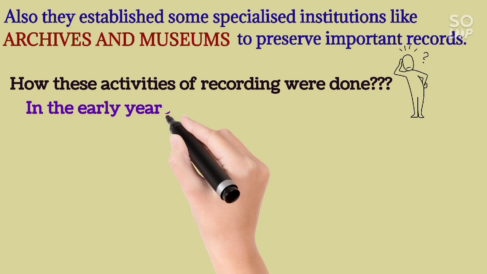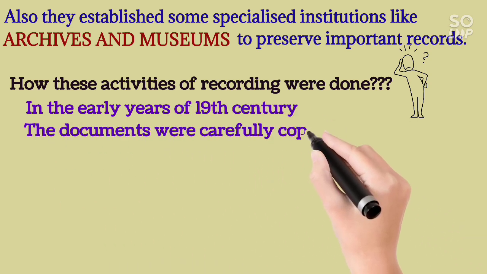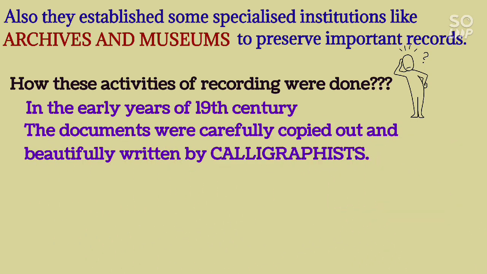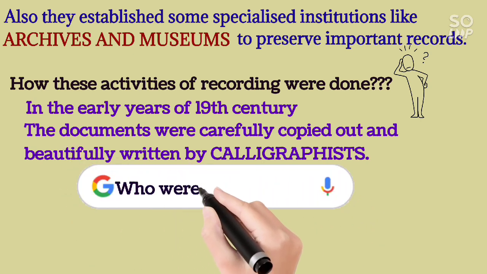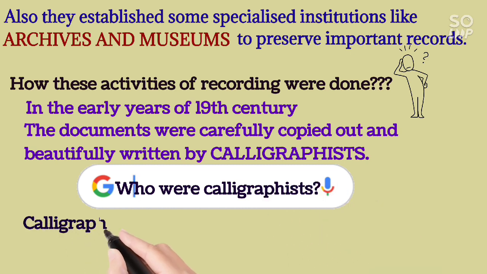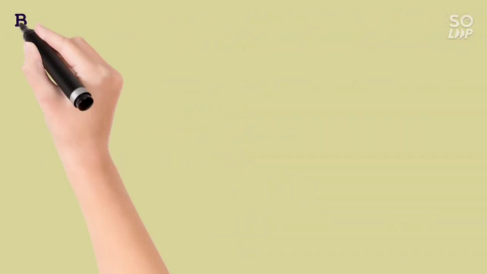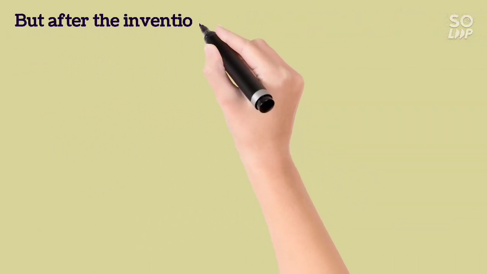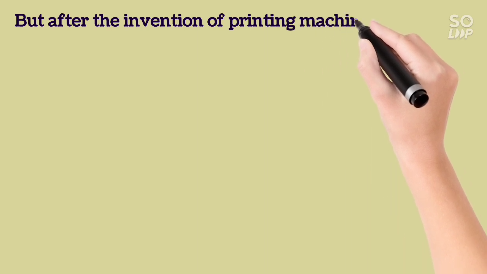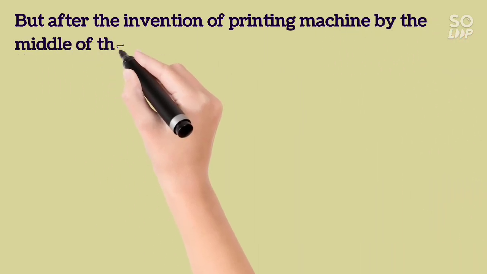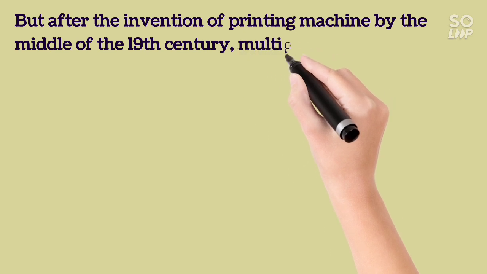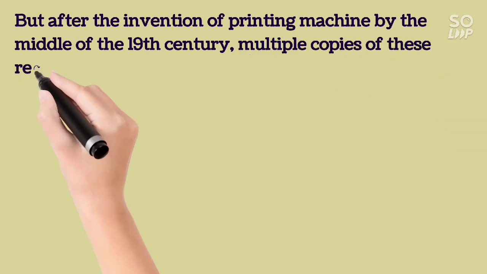In the early years of the 19th century, the documents were carefully copied out and beautifully written by calligraphists. Means the activity of recording was done by calligraphists. Let me introduce you all to the calligraphist. Calligraphists were those who specialized in the art of beautiful writing. This was in the first phase, okay? But later, the invention of the printing machine brought a dramatic change in it. After the invention of the printing machine, by the middle of the 19th century, multiple copies of these records were printed.